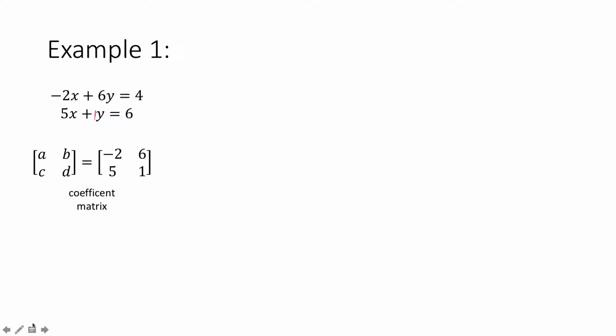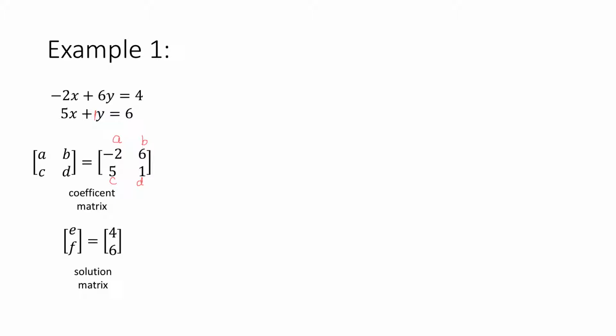Those represent my A, my B, my C, and my D. Then I will do my solution matrix. My solution matrix will be my 4 and my 6. That would be my E and my F.